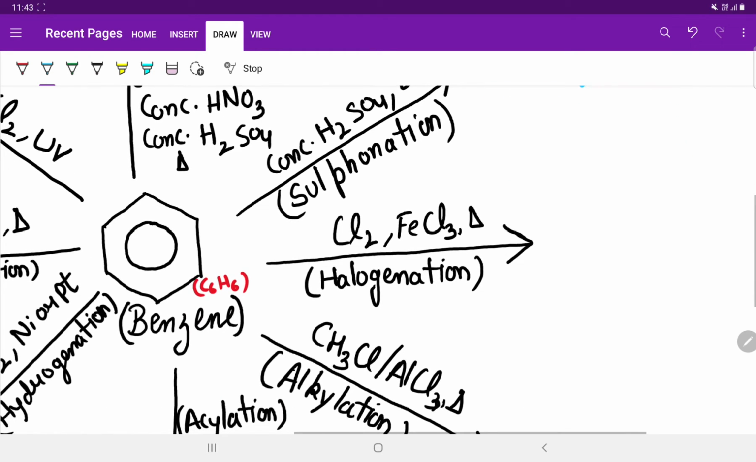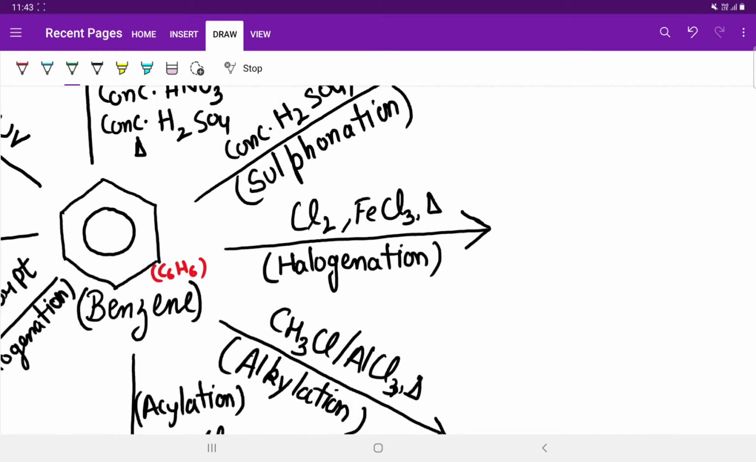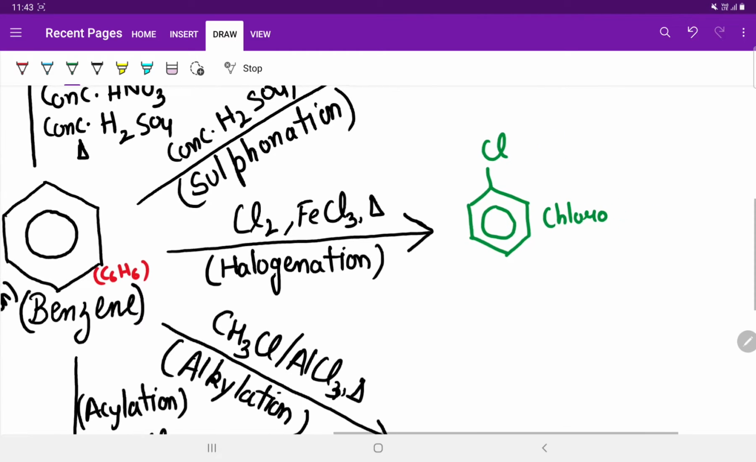The third reaction is the halogenation reaction, in which a halogen is added in presence of either anhydrous aluminum chloride or anhydrous FeCl3, and this leads to formation of a halide of benzene known as chlorobenzene. You can see in this reaction there is a formation of chlorobenzene. The chlorine or the halogen is added on the first position and this is known as chlorobenzene.